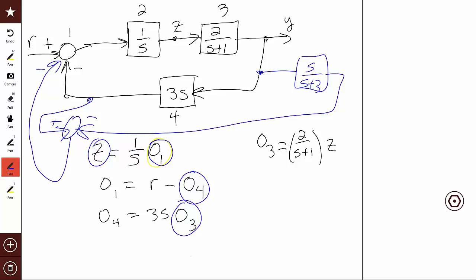Output six right here equals. What's this? Output four. Minus. Output. Now why are you freaking out? Isn't it really that simple? The hard one is going from the equation to the diagram, in my opinion. This one, if you got Mathematica, piece of cake.